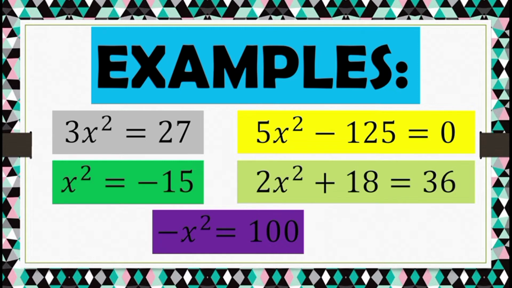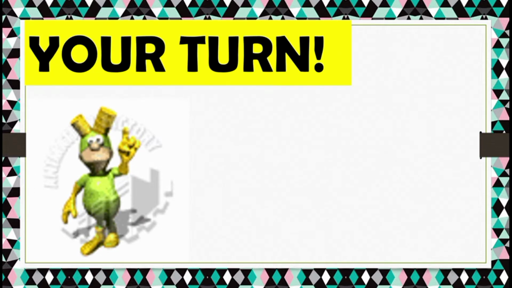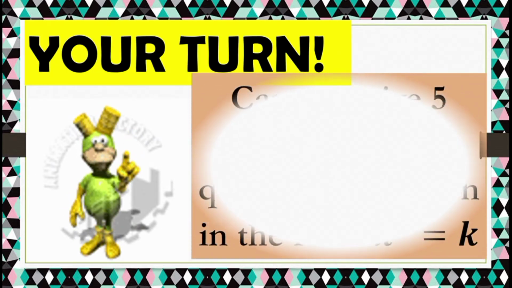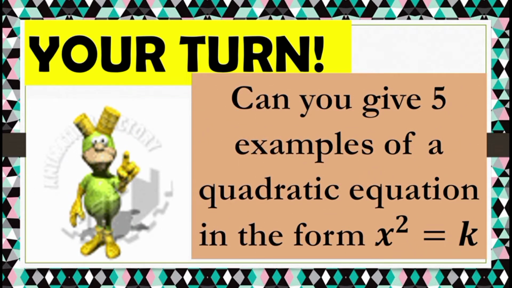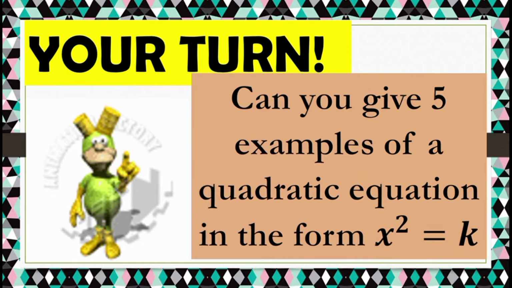In short, this form of a quadratic equation can be written as ax squared plus c equals 0, meaning the given terms are the quadratic term and the constant term. With that, can you cite 5 examples of a quadratic equation in the form x squared equals k? It is your turn.